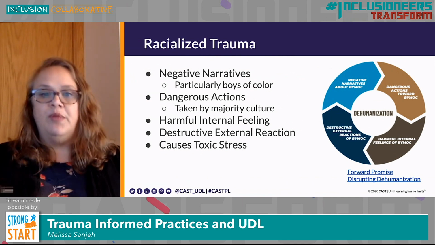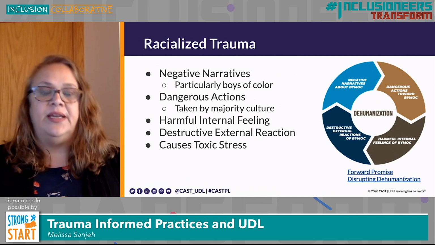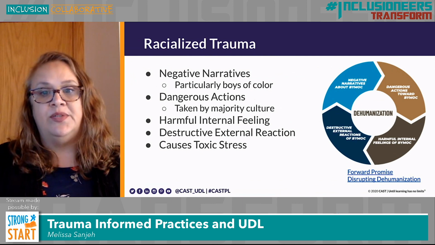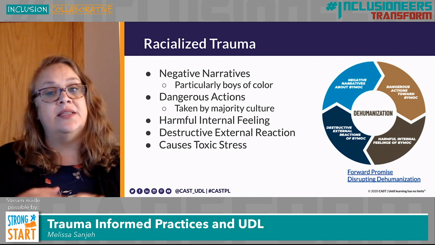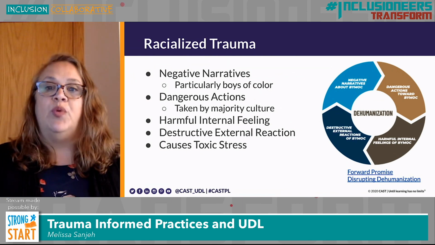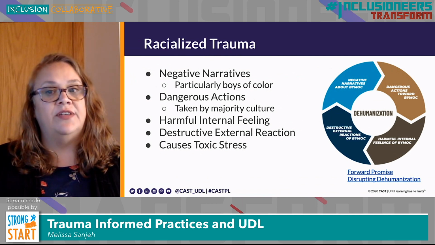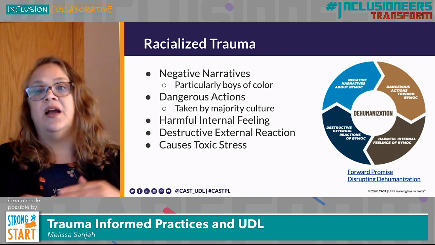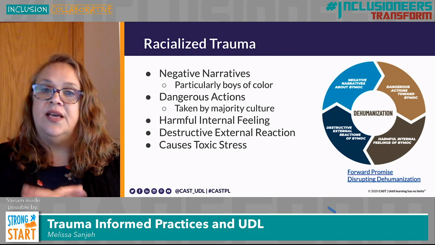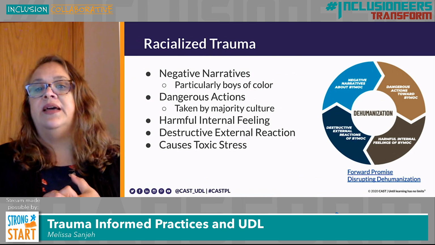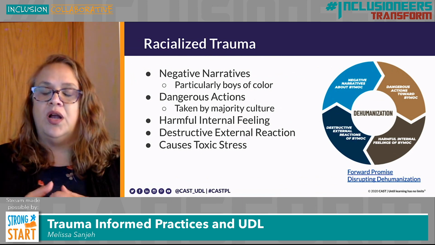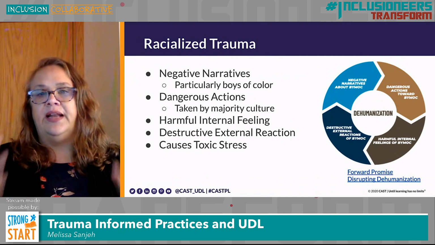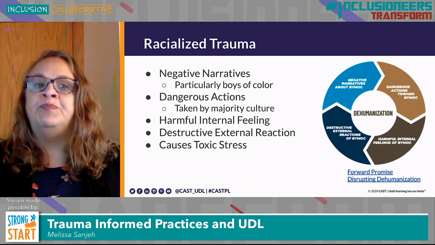So I wanted to point people who want to know more about racialized trauma and what to do about it to this Forward Promise paper called Disrupting Dehumanization, and the link is in your slides. I learned about this at the COSBEC conference. This is the Coalition for Schools Educating Boys of Color, so I would recommend that conference to folks. But this is an interesting paper that will give you a little bit more context about what that dehumanization of boys of color is and how this racialized trauma works.